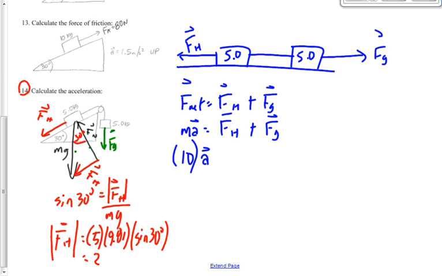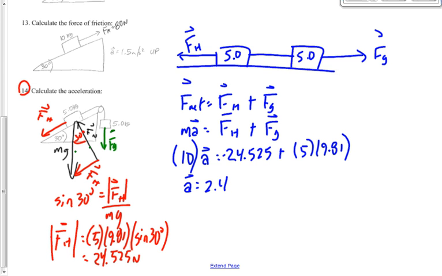I think that works out to be 24 point something. Somebody have that? 24.525? Now we plug them in here. FH is negative 24.525 because we have it drawn to the left in my new diagram. FG is 5 kilograms times 9.81, which is 49.05. So negative 24 plus positive 49, you divide it by 10, gives me 2.45 meters per second squared.